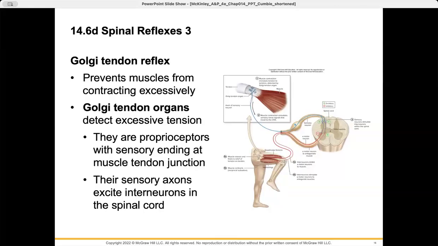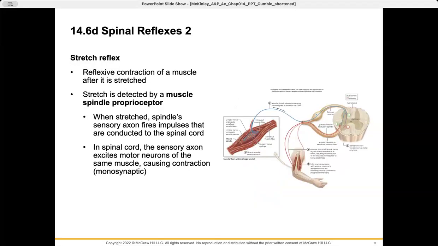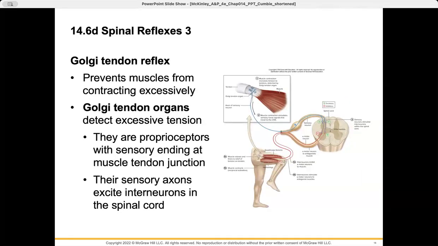Some differences: muscle spindles are directly attached to muscles, it says it in the name, and Golgi tendon organs are directly attached to tendons, as it says in the name. Again, these are going to be instant reflex reactions so that we do not overstretch or overcontract our muscles.